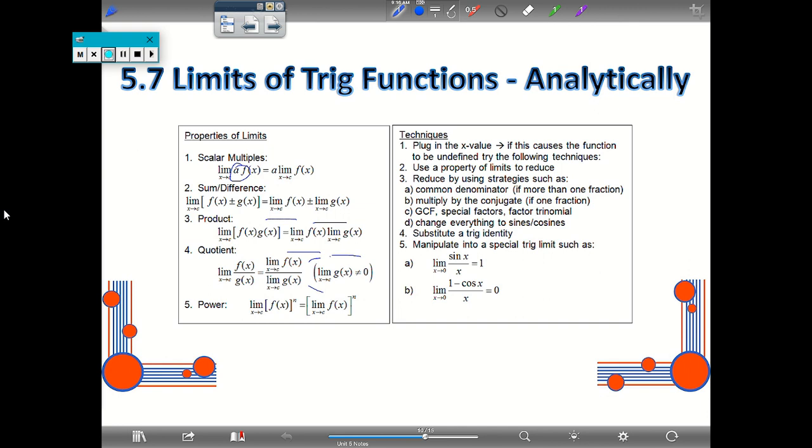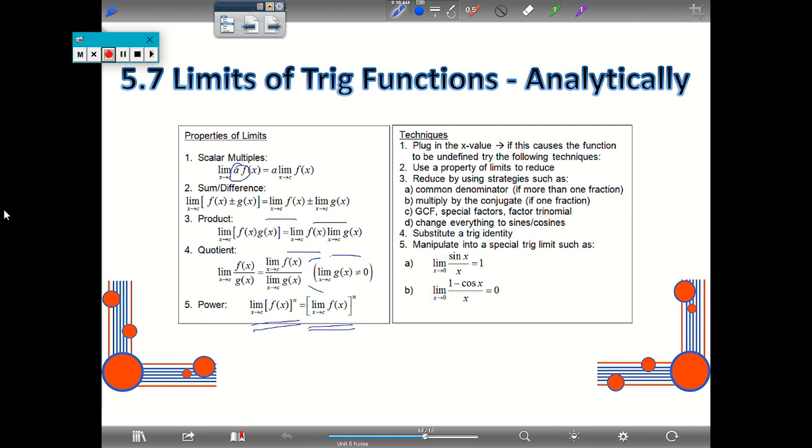And the last one we're going to talk about is where we have a function raised to a particular power, like squared or cubed. We can pull that power on the outside of the limit. We can take the actual limit and then apply the power. So we've got quite a bit of flexibility with these limit laws. Alright, so those are the limit laws.